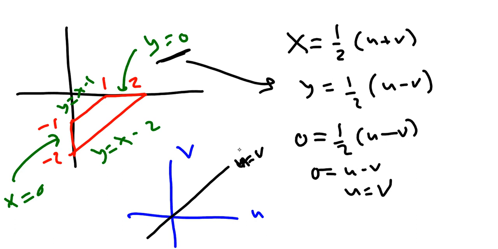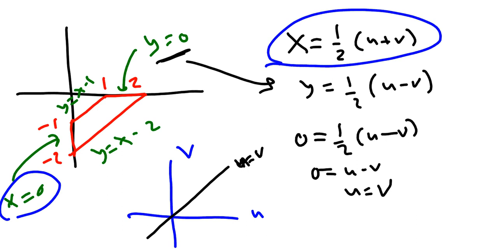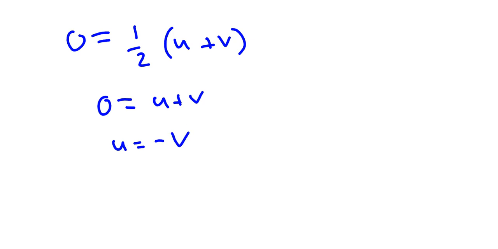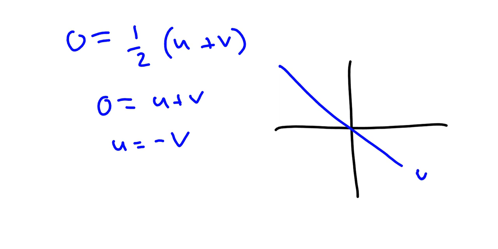All right, let's consider some of the sides. So let's go on a new page here. Let's worry about what happens if x equals 0. We'll take that equation. So we'd have 0 equals 1/2 of u plus v. And so then if 0 equals u plus v, so u equals negative v. That's another easy equation. That looks like this. u equals negative v, because this is the uv plane again. All right, so we have two more lines to worry about.